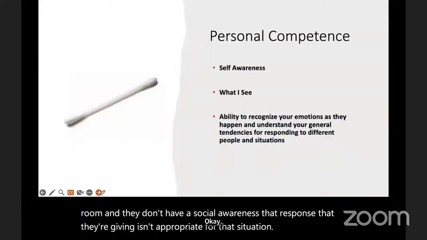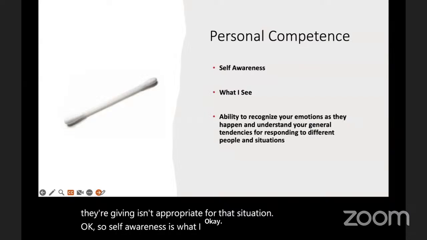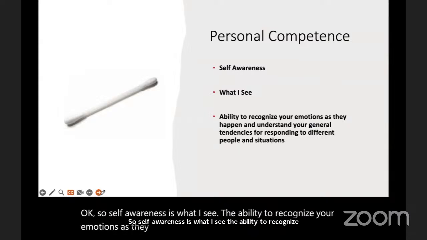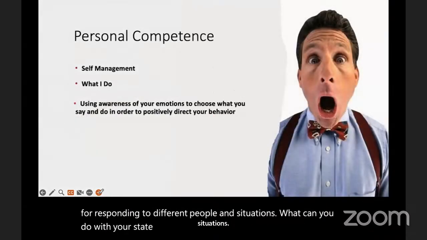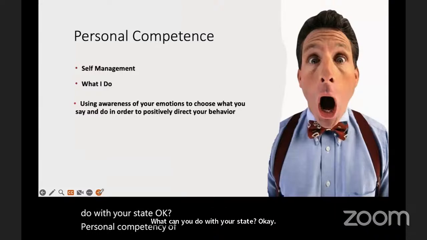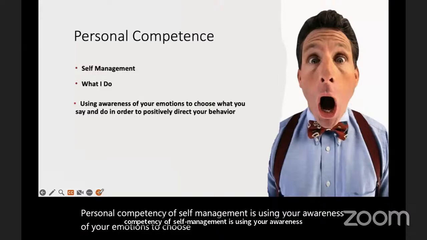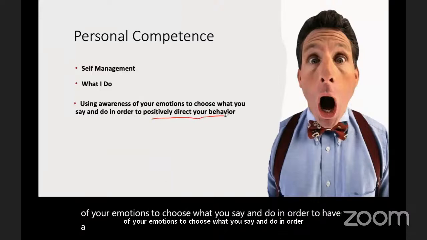So self-awareness, as I see it, is the ability to recognize your emotions as they happen and understand your general tendencies for responding to different people and situations. What can you do with your state? Okay. Personal competency of self-management is using your awareness of your emotions to choose what you say and do in order to have it positively direct your behavior.